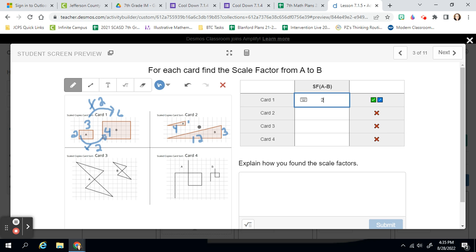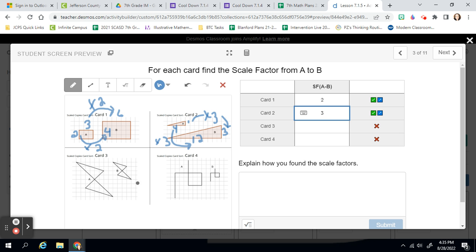So now I'm going to move to card 2. And again, I'm going to compare this little side here, which is going from 1 to 3. And I know that 1 times 3 is 3. And I double check that over here for corresponding lines. 4 to 12 is also times 3, so therefore my scale factor is 3.